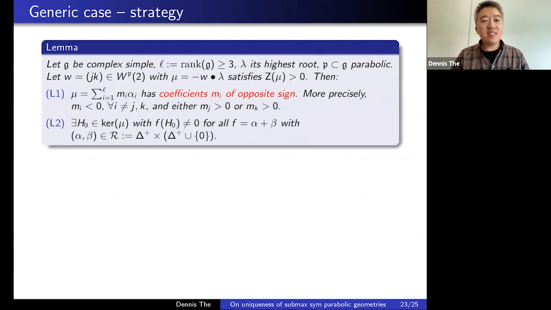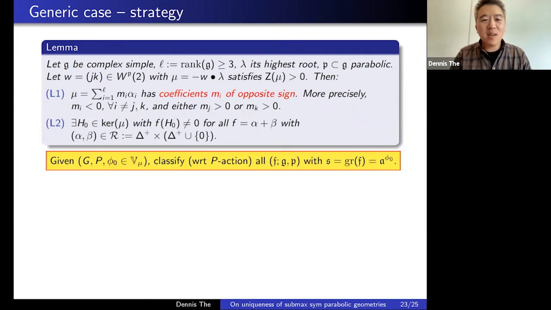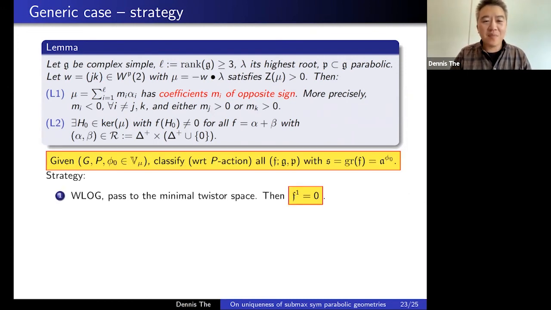Basically, the story is just you have a special weight, and if you expand it with respect to the basis of simple roots, you have coefficients of opposite sign. So it's basically the exact same idea, just a little more complicated, and you've got to get used to all this representation theory, but the idea is basically the same. So, strategy: pass to the minimal twistor space.